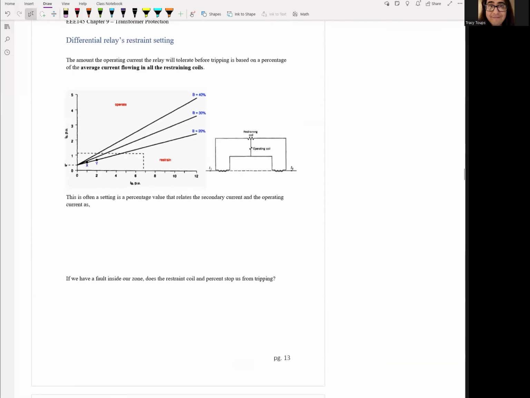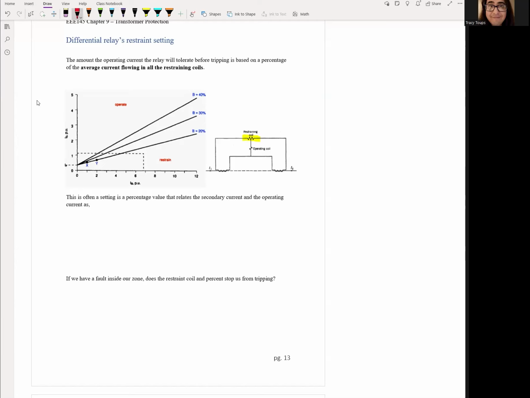Now the question is, how much are we going to restrain? Are we going to restrain everything? Because then it won't trip. So there's some middle ground. And this is where we have to start programming the relay. So the idea is the restraining coil, again here, has both currents flowing through it on both sides.